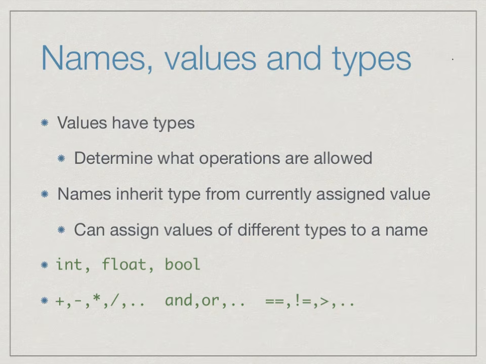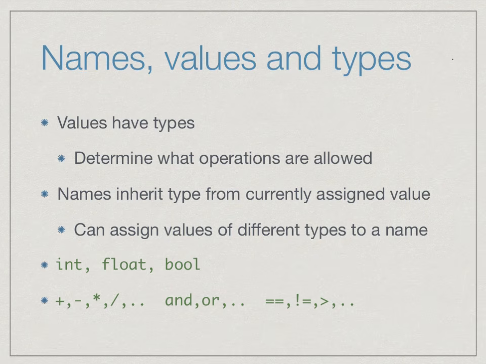We have seen now that Python uses names to remember values. So values are the actual quantities that we manipulate in our program. These are stored in names. Values have types, and essentially the type of a value determines what operations are allowed.